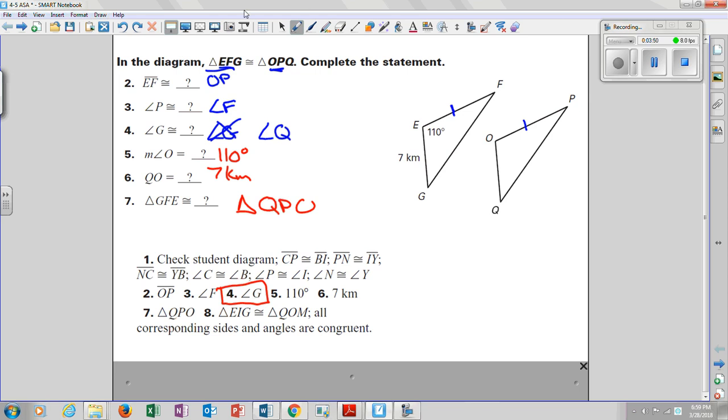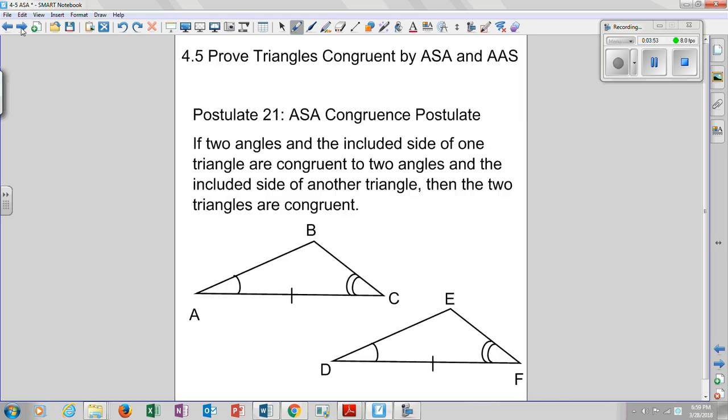All right, on to bigger and better things. 4-5, prove triangles congruent by angle, side, angle, and angle, angle, side. Postulate 21. Once again, on your test, whenever I ask you for this, don't write postulate 21. Write ASA, or angle, side, angle. If 2 angles and the included side of one triangle are congruent to 2 angles and the included side of another triangle, then the 2 triangles are congruent. You're going to want to pause the video so that you can write that down.